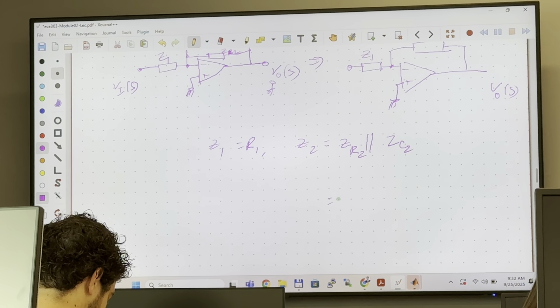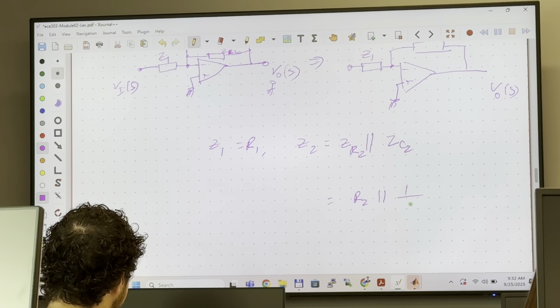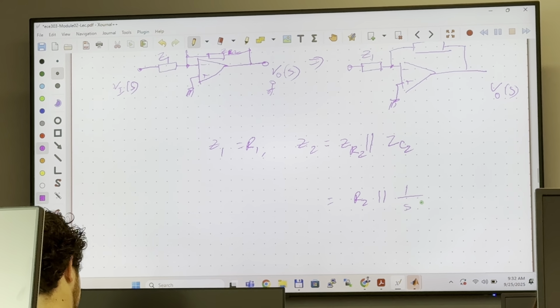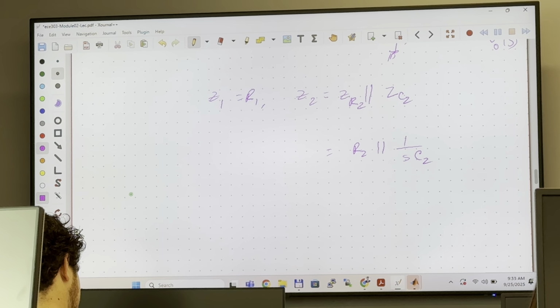Z_R2, which is R2, parallel Z_C2 is simply 1 over... Give two resistors. One of the professors asked ChatGPT, if I have two resistors connected in parallel, what is the equivalent resistance? It gave R1 plus R2.